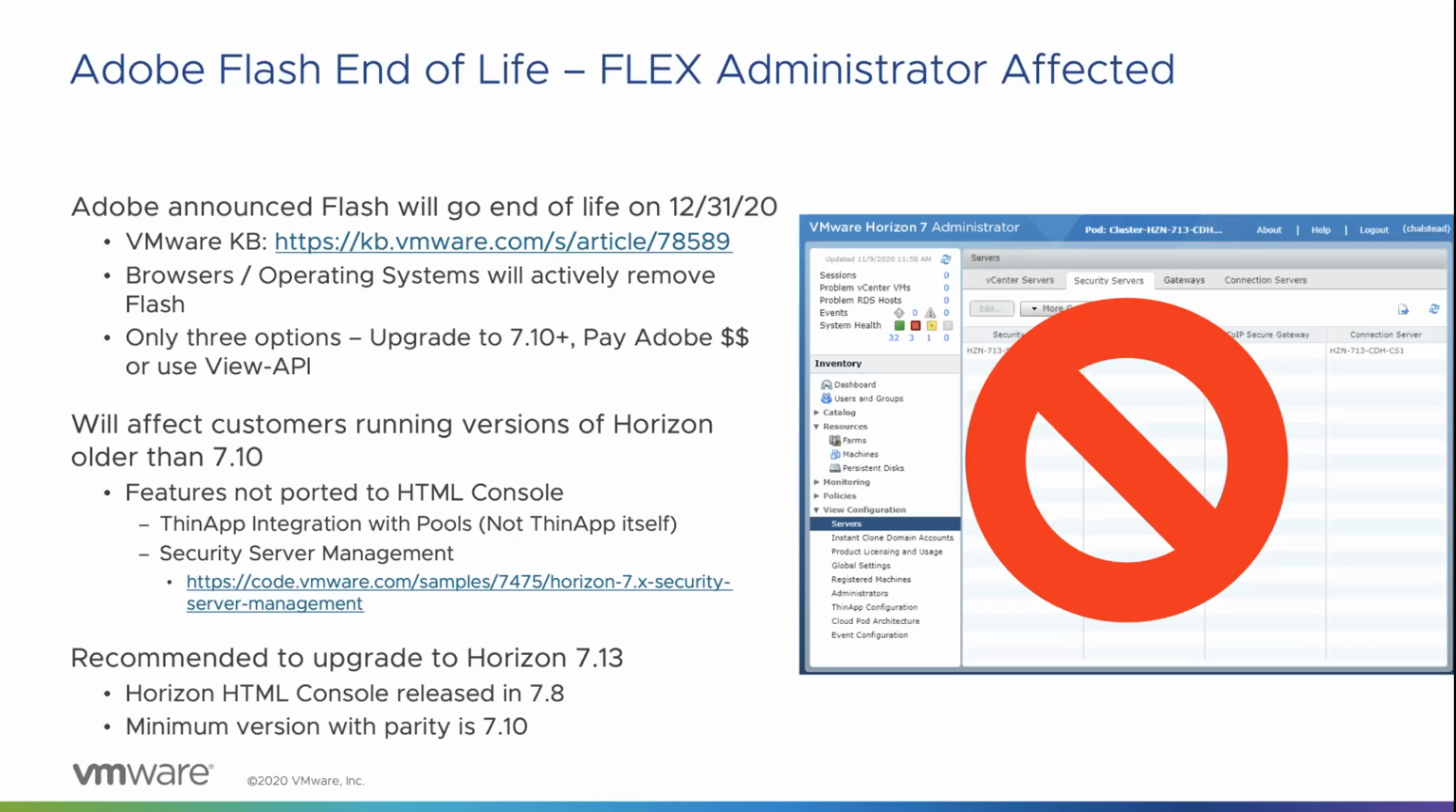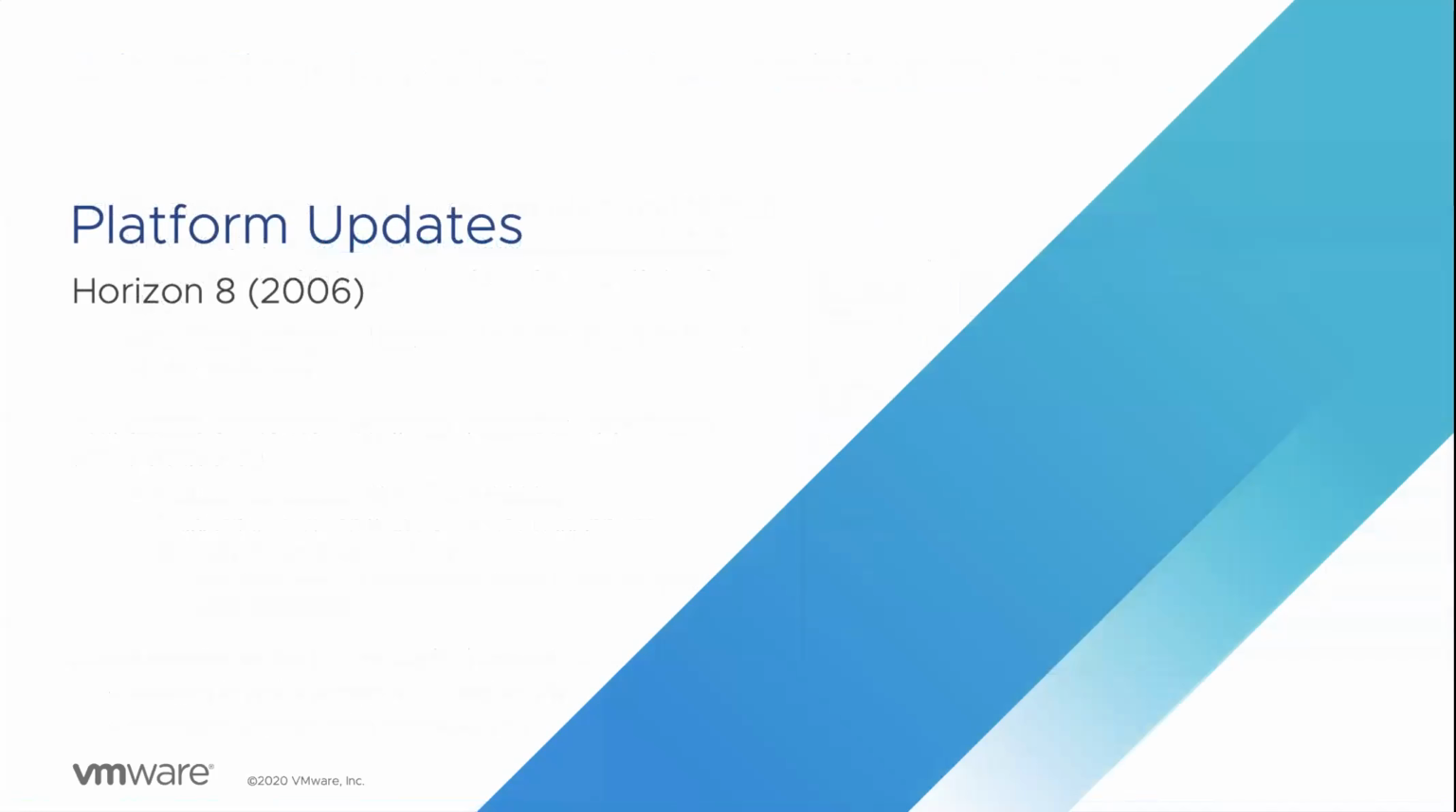So this is a very critical issue. If you have environments of Horizon less than 7.10, they're going to be affected by this. And there's really not many ways to get around it other than upgrading, paying for extended support or manually scripting stuff out. I wanted to cover that.